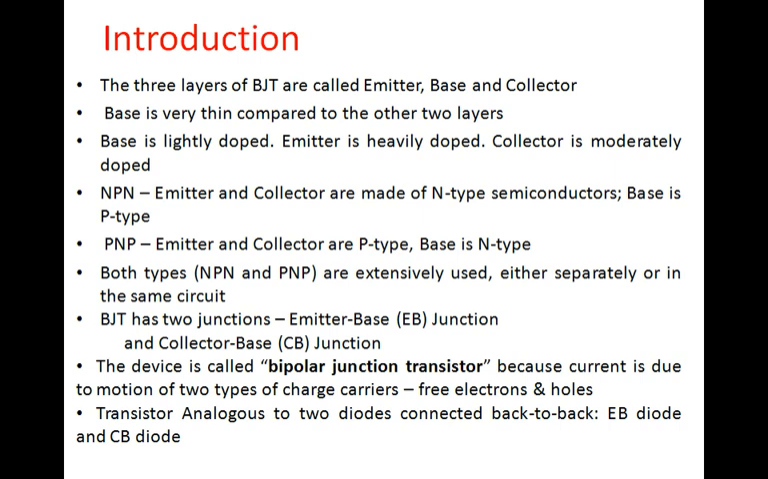So why is the transistor named bipolar junction transistor? Because in a BJT the current is due to both electrons and holes. In P-type the majority carriers are holes and minority carriers are electrons, whereas in N-type the majority carriers are electrons and minority carriers are holes. So in a BJT, the current flows because of both charge carriers, that is electrons and holes.